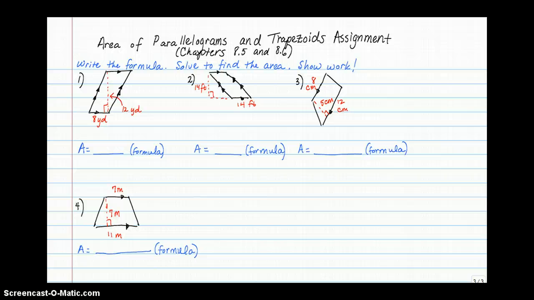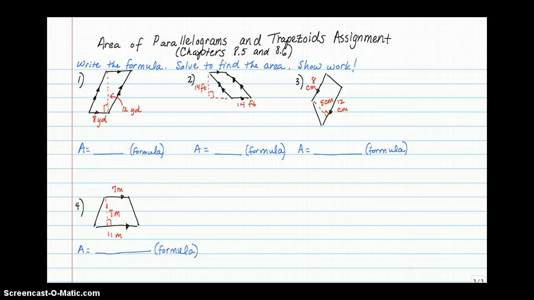So number 1, number 2, number 3, and number 4, please draw the figure. So I want you to draw the figure. I want you to write the formula. So go ahead and write the formulas for each of these. And once you're done writing the formulas, then I want you to solve. So that means you need to show your work.